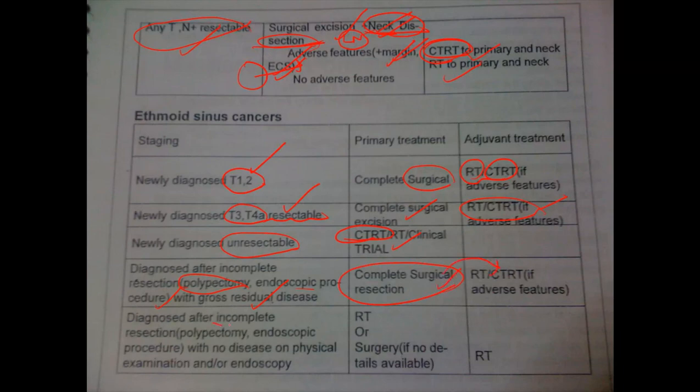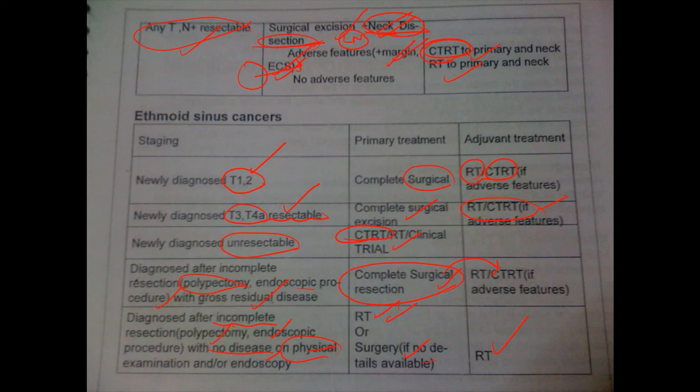Diagnosed after incomplete resection, that is polypectomy or an endoscopic procedure, with no physical disease on endoscopy, you can go for radiotherapy. So if there is physically no disease, you can go for radiotherapy, and surgery if disease is there. And adjuvant treatment is radiotherapy. It is as simple as that.